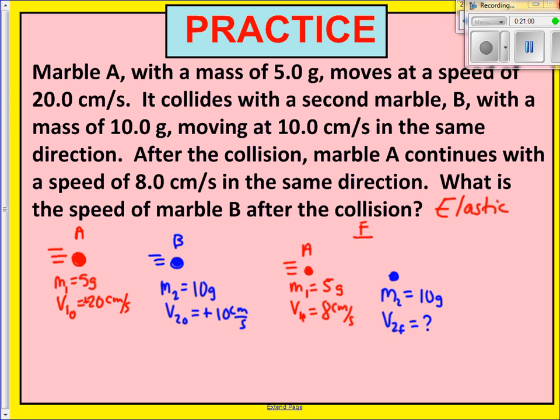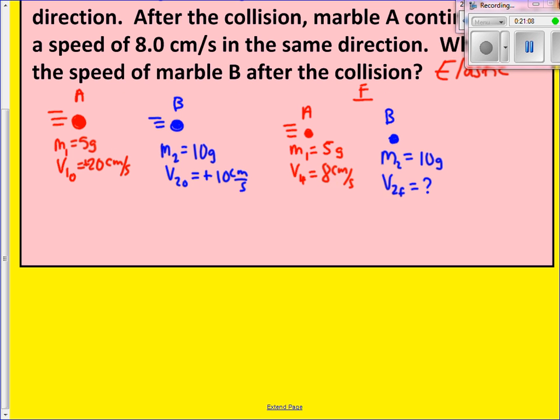All right, a lot of information to keep track of for sure, but just make sure you write everything down correctly. Now, they are elastic, so we're going to use my elastic formula, which is M1 times V1 initial plus M2 times V2 initial is equal to M1 times V1 final, excuse me, and then plus M2 times V2 final.